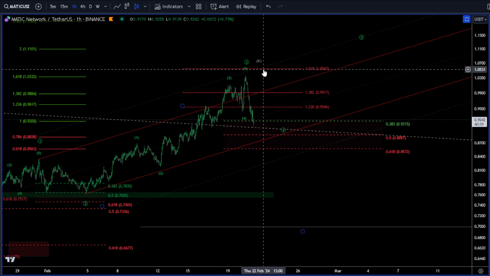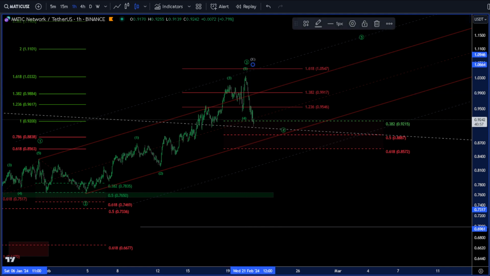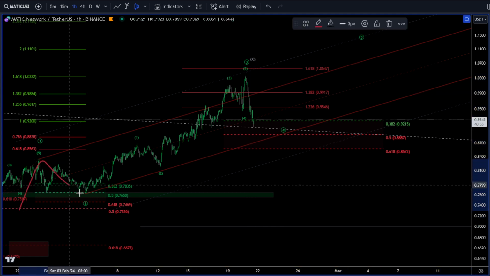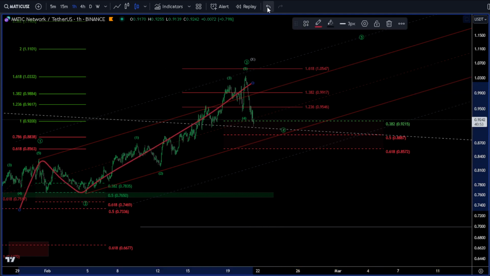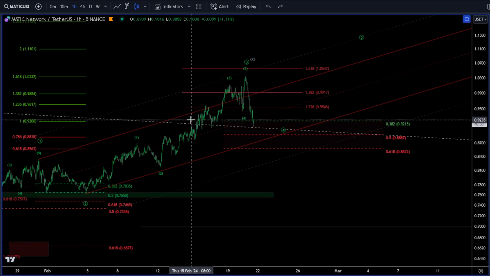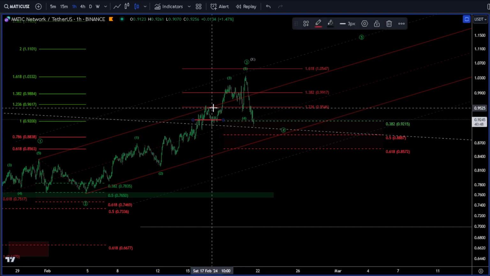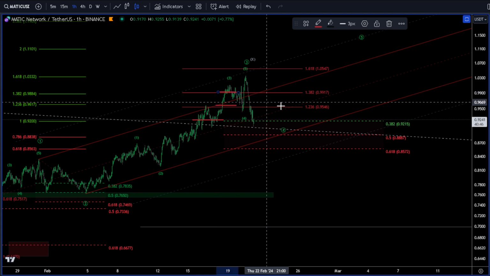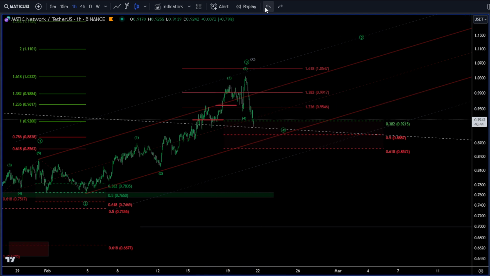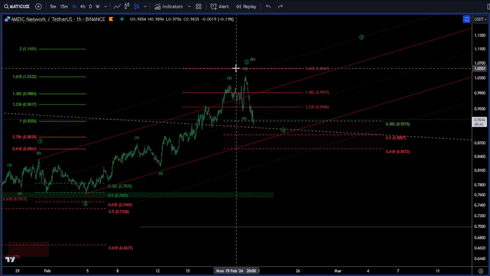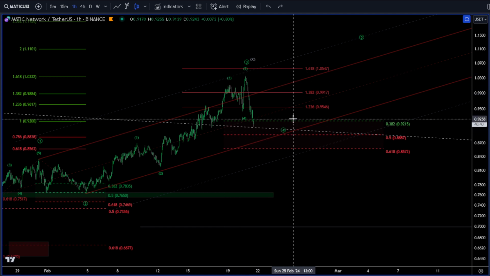But okay, so say our top is in, and this is an ABC complete. Came to the 1.618. Not the most common. We usually come to the 1.1 or the 1.236 and 1.382. So that is evidence that this is probably a third wave.